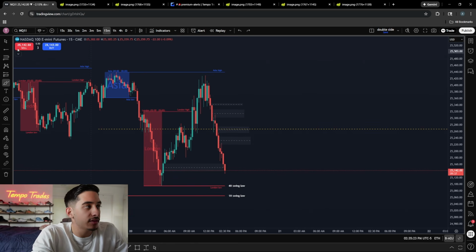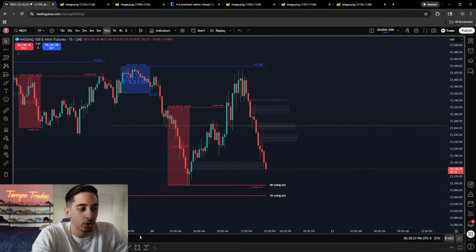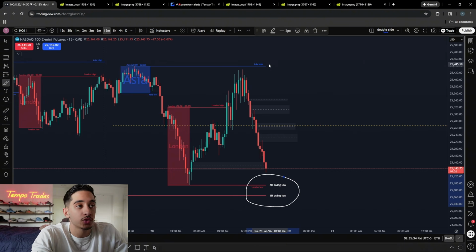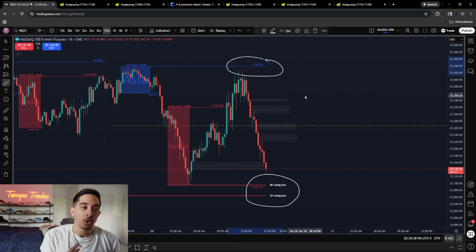Now, the second thing that I look for when we talk about bias, not only am I looking for premium and discount, but I'm also looking for liquidity levels. So this is a great example here. You have the London low down here. You also have a 1-hour swing low. Up here, you have an Asia high. So I'm essentially combining where I'm at in the daily range with where my liquidity is to tell me where I want to go.